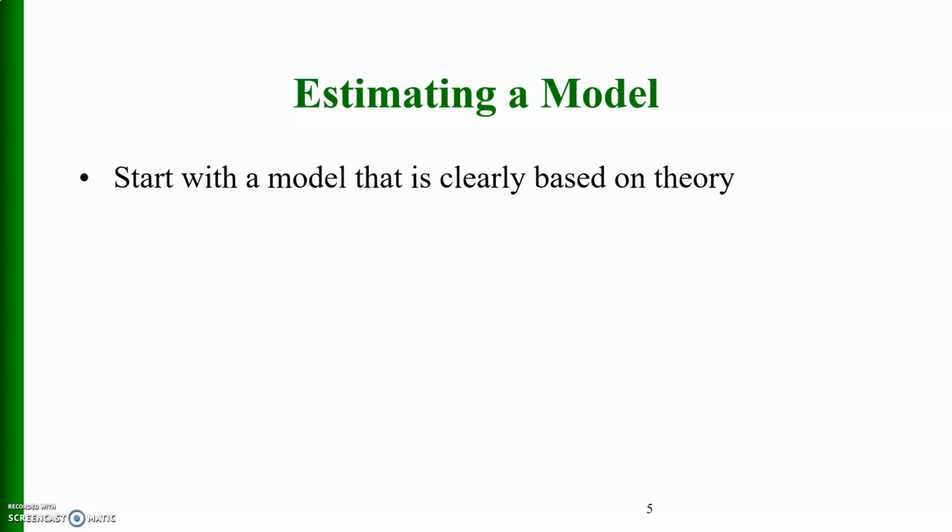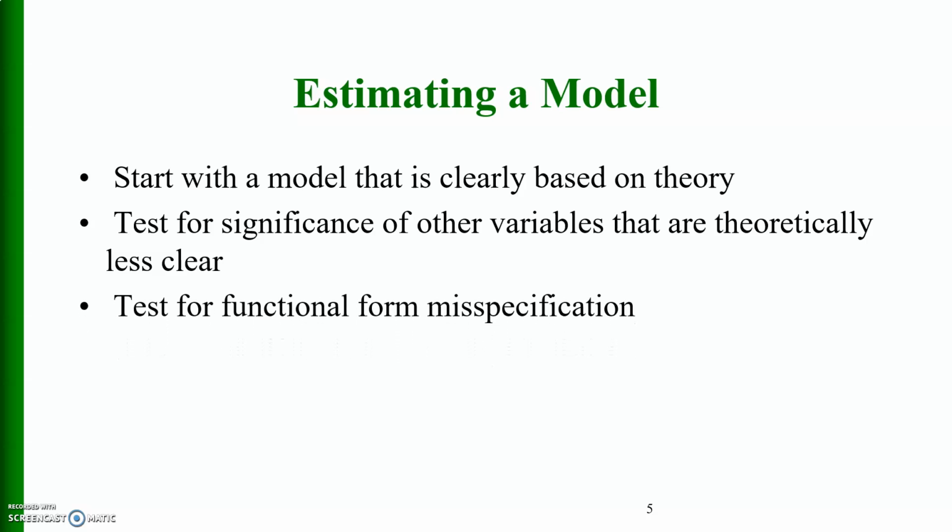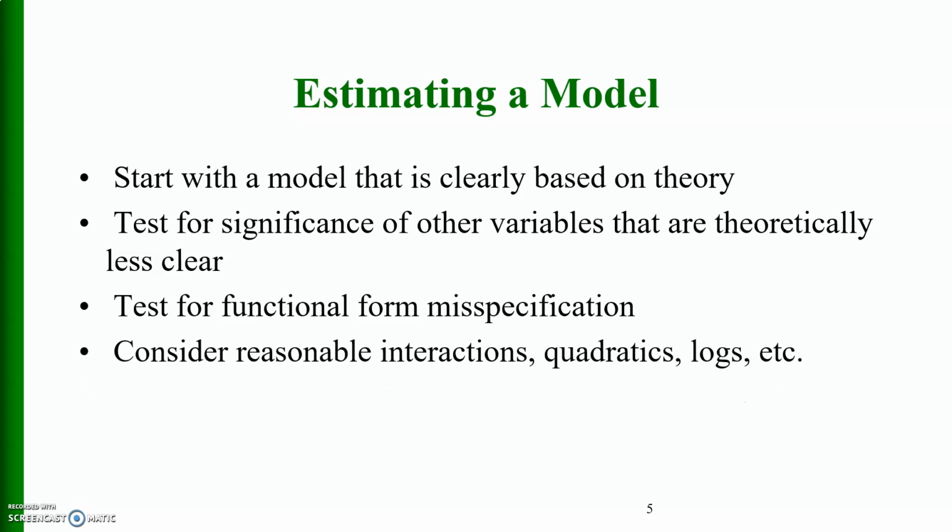Some other researchers might have used such kind of model, or these models may be available in good books on econometrics. We can also test for significance of other variables that are theoretically less clear, and then we can test for functional form misspecification. We may decide whether the model is linear, a semi-log model, or sometimes a double log model. We can also consider reasonable interactions, quadratics, logs, and so on.